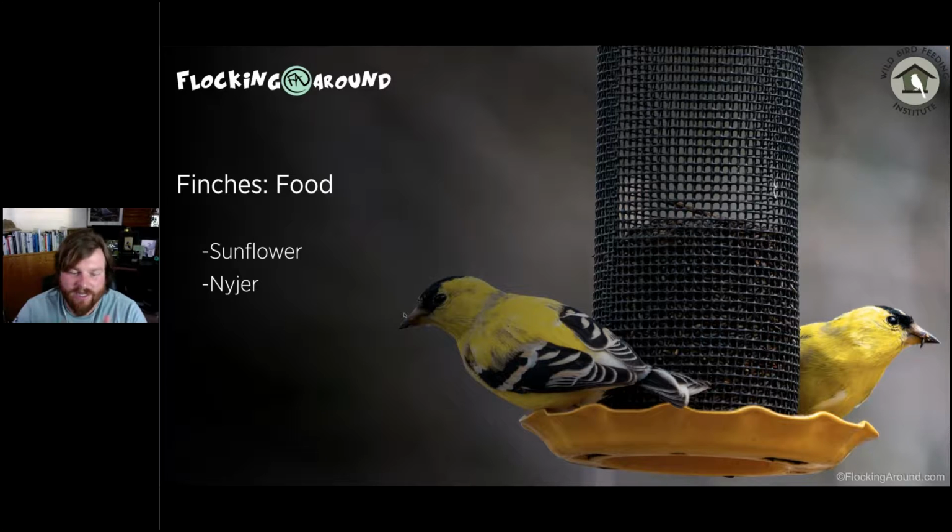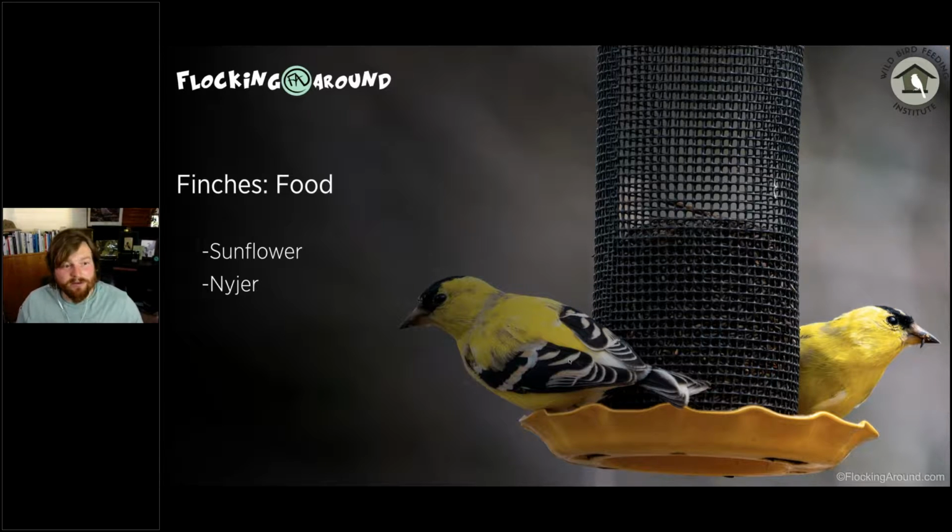And so what is it like? Well, sunflower, Niger, you'll see it eating other small seeds, canary seed, things like that. The finch mixes will have other small seeds, millet, things like that in it. So they eat a variety of things. If you get a finch mix, you'll see them utilize it all. But Niger and sunflower are big ones that really, really attract them. But any of the small seeds, they'll also appreciate.